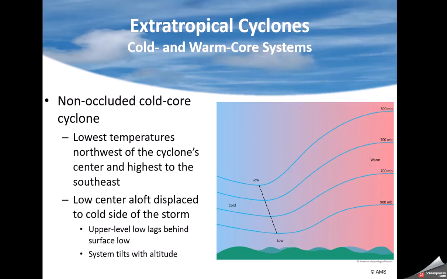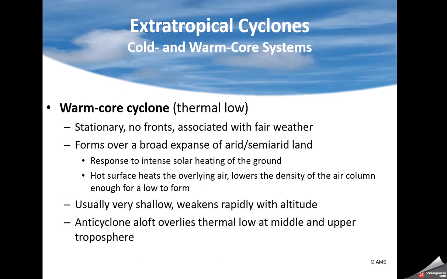Sometimes you get the non-occluded low, where the jet stream isn't as strong, maybe the divergence isn't as much, but you still get low pressures along it. A warm core cyclone or a thermal low might be when the desert southwest, for example, gets very, very hot. That heat causes the air to rise, and we know there's less dense air at the surface. So that less dense air actually has lower pressure.